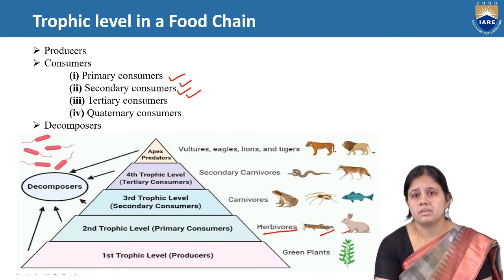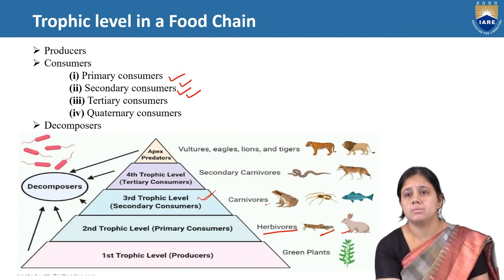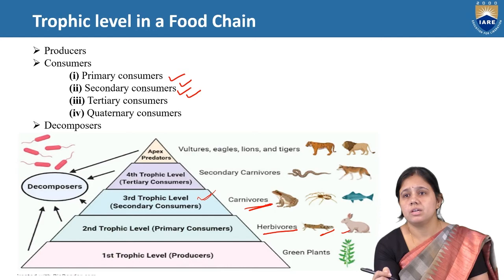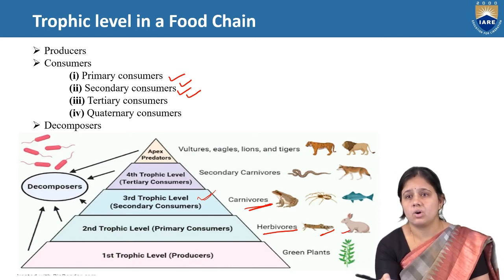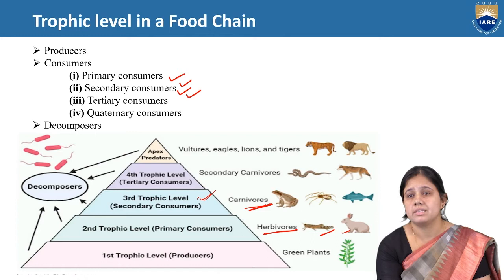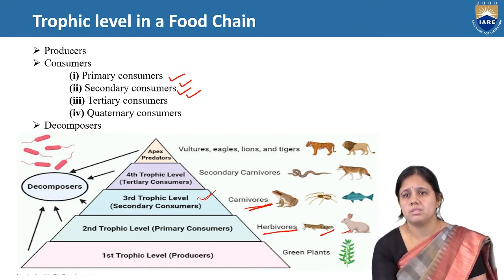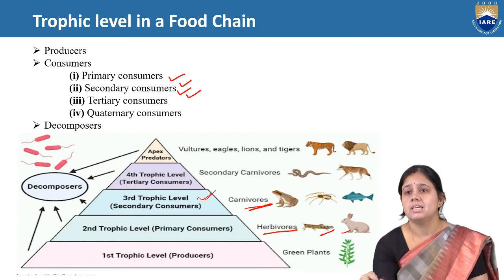Like this, the third trophic level is the secondary consumer. Secondary consumers are called carnivores. Carnivores are those animals that feed on other animals and do not feed on plants. They feed on organisms like the frog. Frog will feed on insects like spiders, and fish will eat small fish. So they come at the third trophic level, which is also called secondary consumer and carnivores. Carnivores are those animals that eat herbivores, and herbivores are those animals that eat green plants.